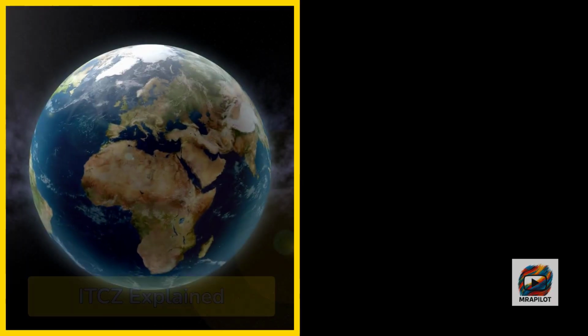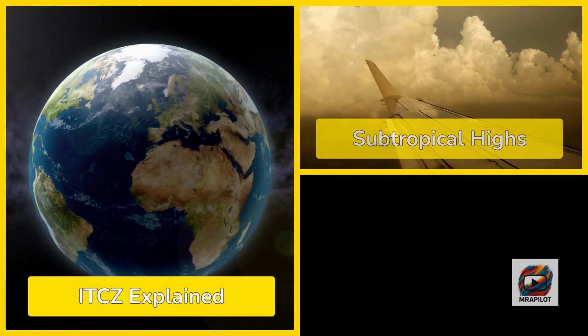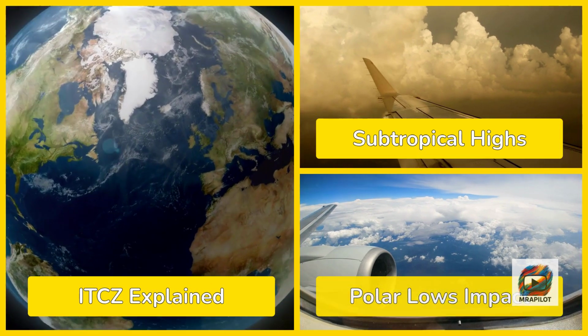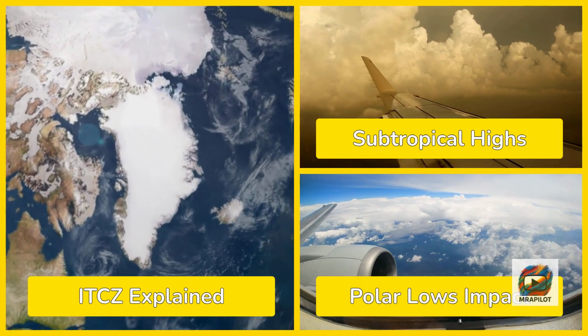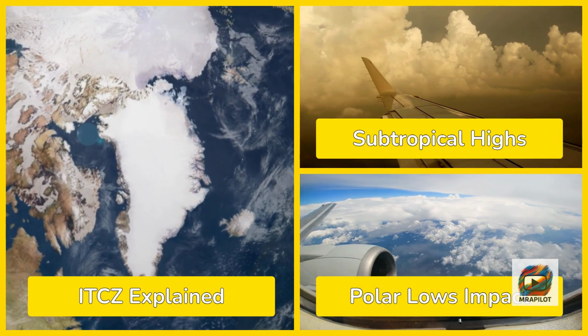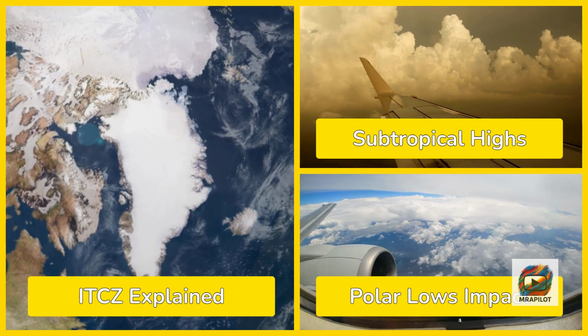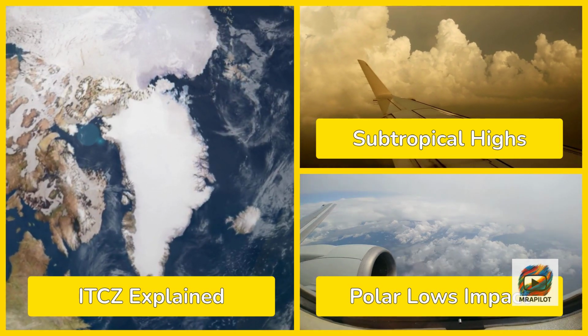In our next episode, we'll continue with pressure systems, Part 4, where we'll look at how global pressure systems like the ITCZ, subtropical highs, and polar lows drive climate, winds, and seasonal flying conditions. It's the big picture view of aviation weather.